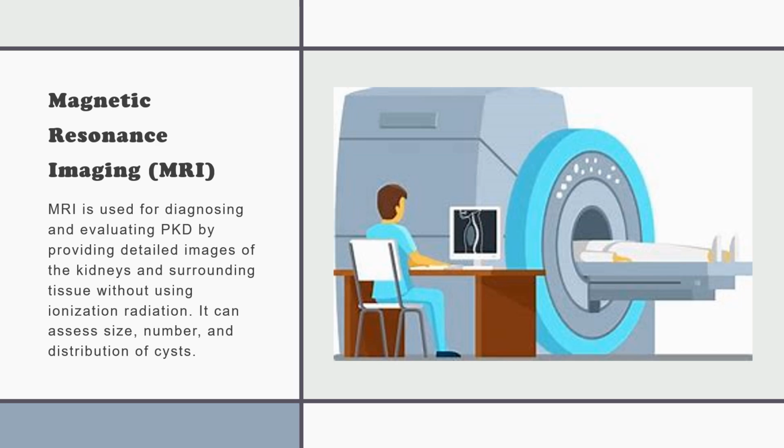MRI is used to diagnose and evaluate polycystic kidney disease by providing detailed images of the kidneys and surrounding tissue without using ionizing radiation. It can assess the size, number, and distribution of the cysts. It gives you a more detailed image of what's going on and can pick up on the smallest cyst and measure the volume. It can see if it's progressed or if it's gotten better, so to say, with the treatment that's given. It just overall gives you a better image of what's going on.